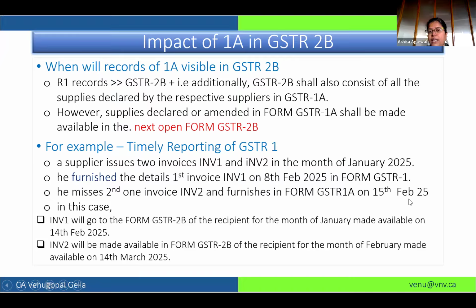This is to explain how the data will flow in GSTR 2B. As the first invoice is furnished on 8 Feb in GSTR 1, this data will get auto-populated in GSTR 2B of Feb month only. But the second invoice, which is furnished through 1A on 15 Feb, will get auto-populated in 2B for the month of March 25.